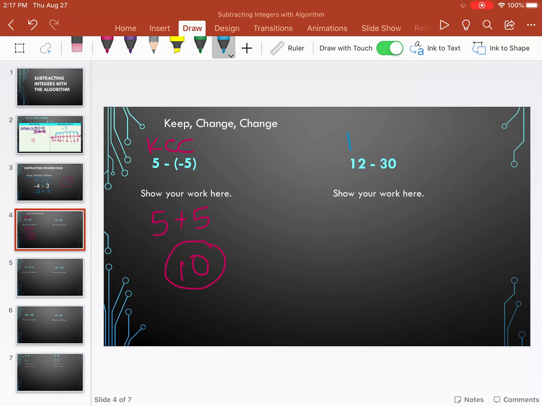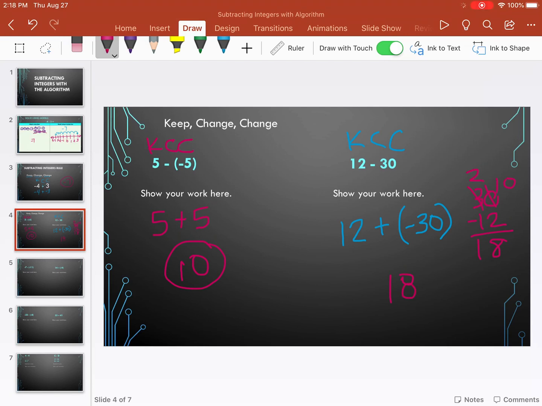Okay, for the next one, keep, change, change. So I'm going to keep 12, change subtraction to addition, change the sign of my second number. So it's positive 30. I'm going to make it -30. Now I follow my rule for addition. So these are different signs. So different signs subtract. So I'm going to take 30, always your bigger number, minus 12. Go ahead and subtract that. And I get 18.